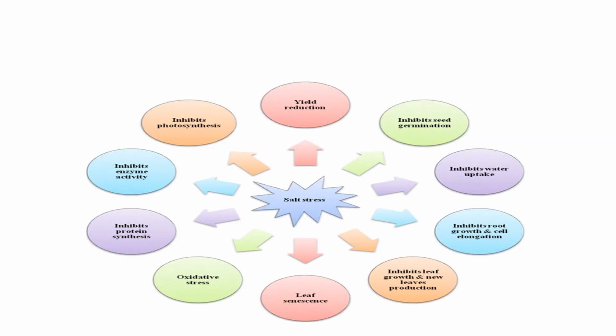So if we talk about the effect of the salt stress on the crop plant, it will affect the seed germination at the first stage, and after that restrict the water uptake in the soils, and after that inhibits root growth and cell elongation, inhibits leaf growth and new leaves production, leaf senescence, oxidative stress, inhibits protein synthesis, inhibits enzyme activity, and inhibits photosynthesis, and finally and ultimately the yield is reduced due to the salt stress.